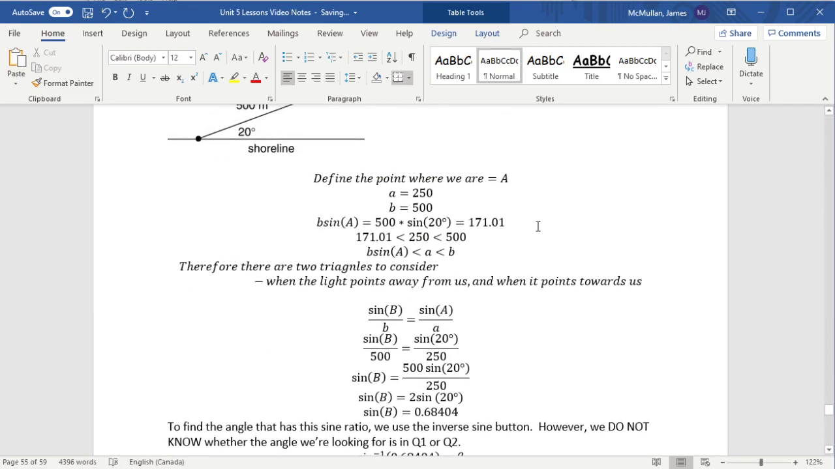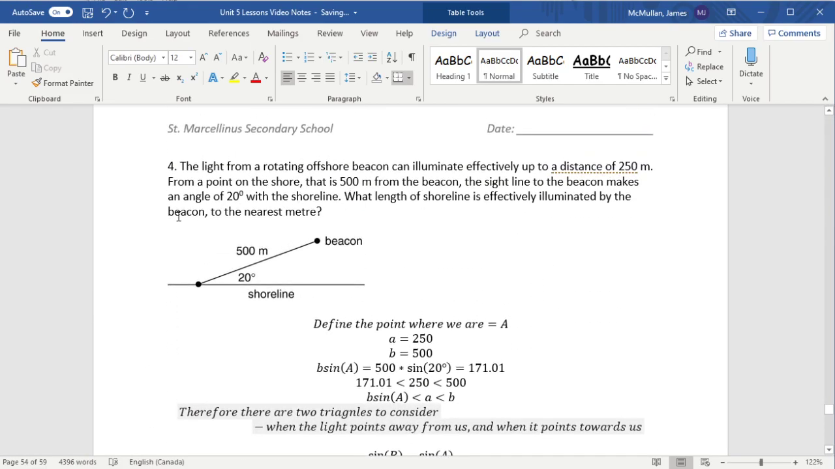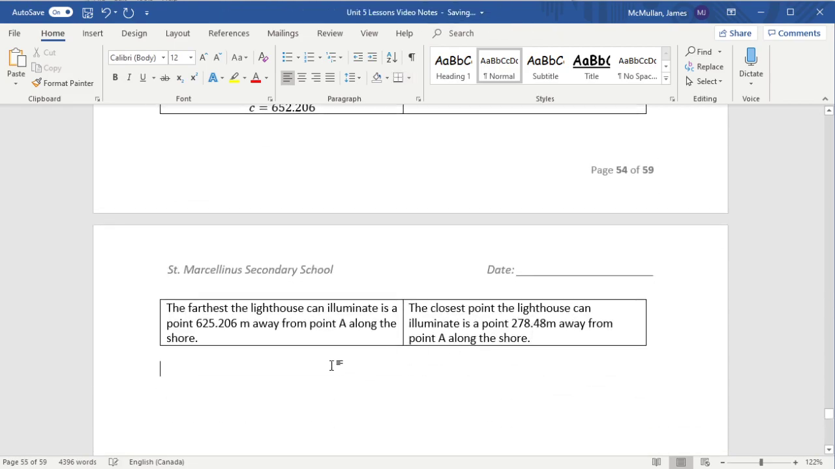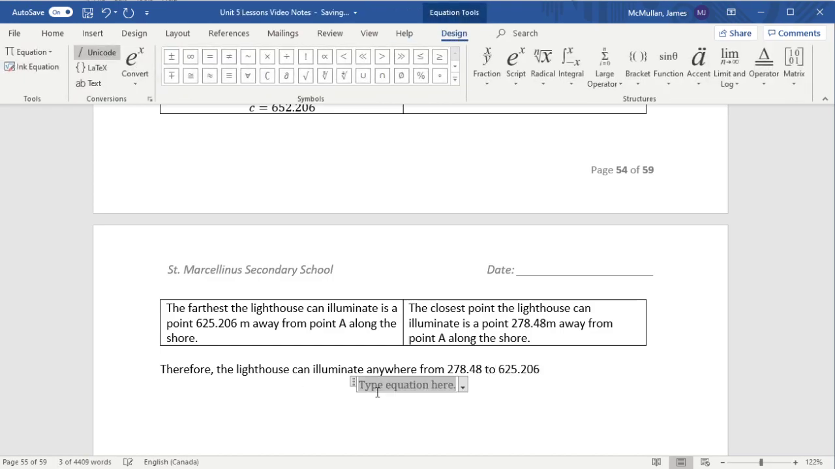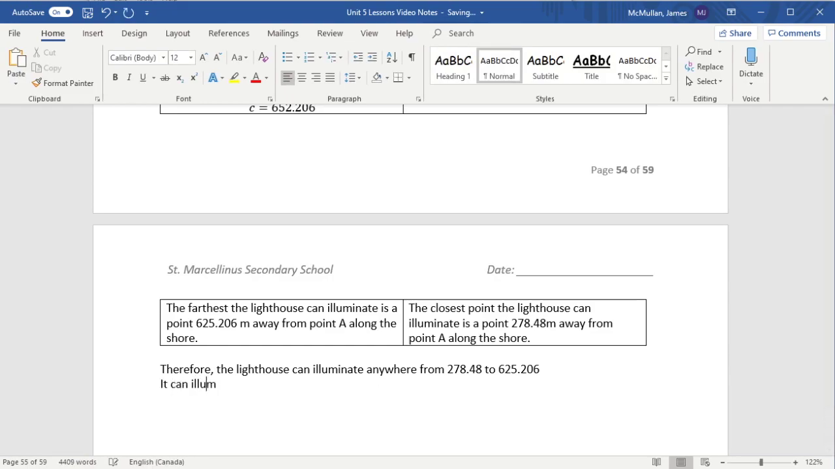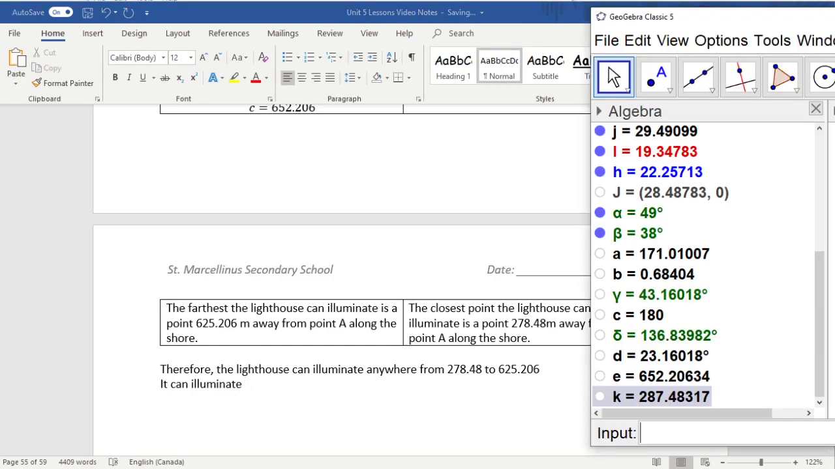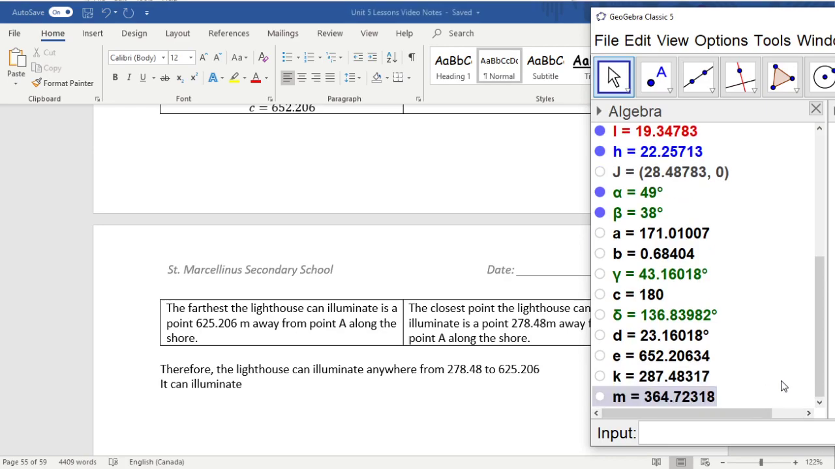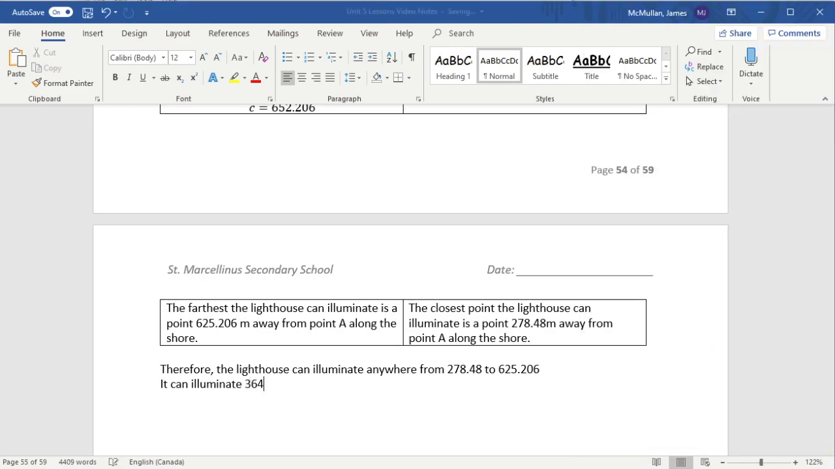So, to reread the question, what length of shoreline is illuminated? Well, therefore, the lighthouse can illuminate anywhere from 287.48 to 652.206, and we'll just subtract those two, so 364.72 meters of shore. Again, I'm going to draw a diagram here.